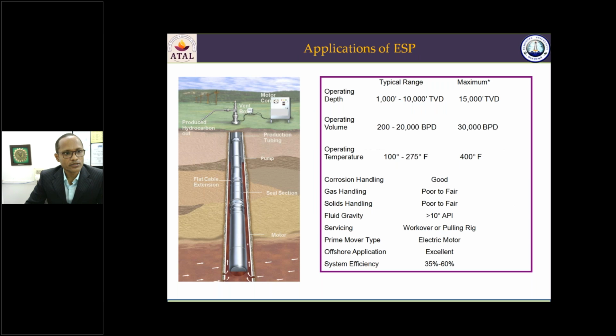So applications: it is used in depths of 1,000 to 10,000 feet. It's a high volume mode of artificial lift system. The operating temperature is also high, 100 to 750 Fahrenheit. It is good at handling corrosion. The gas handling, as I told you, is that if gas comes, then the efficiency of the pump decreases. The system efficiency is around 35 to 60%.